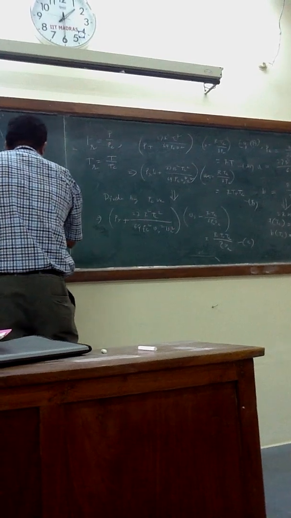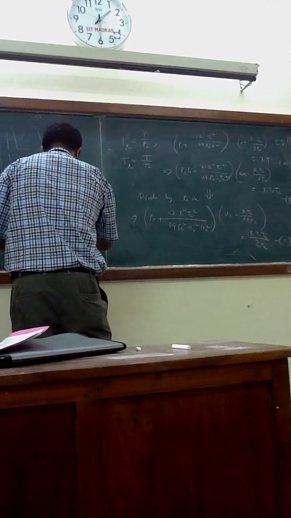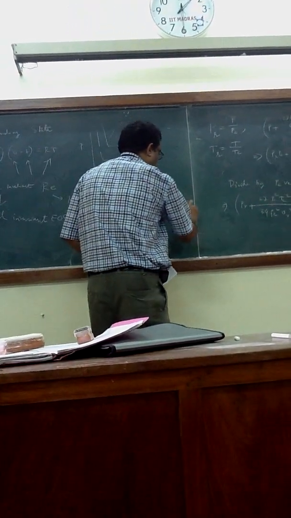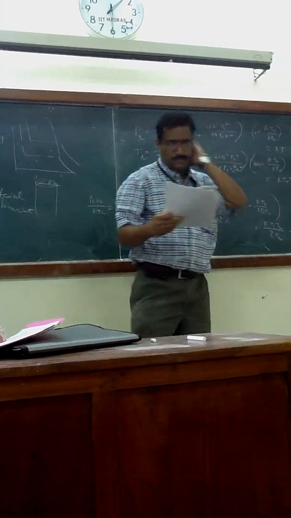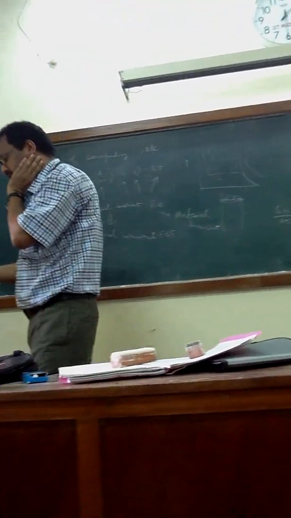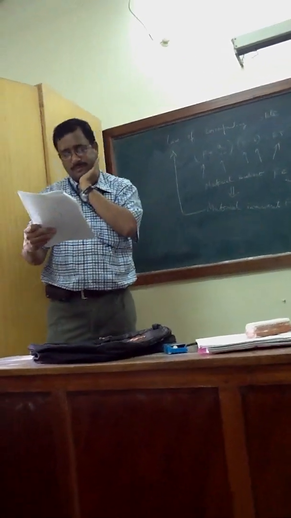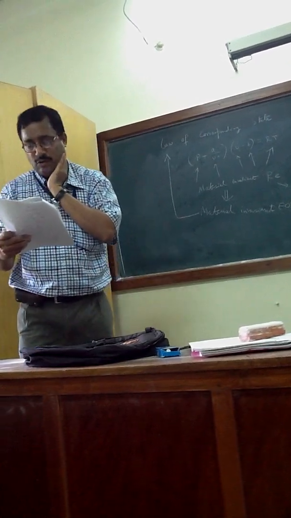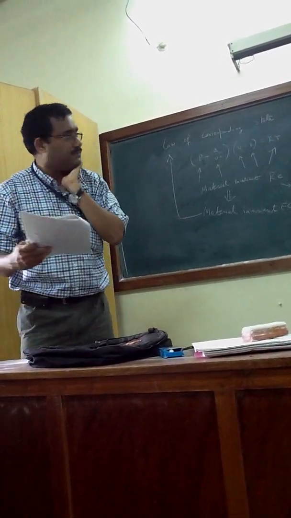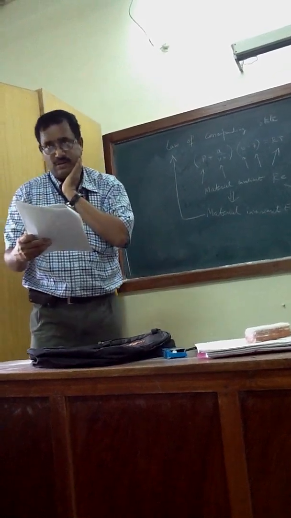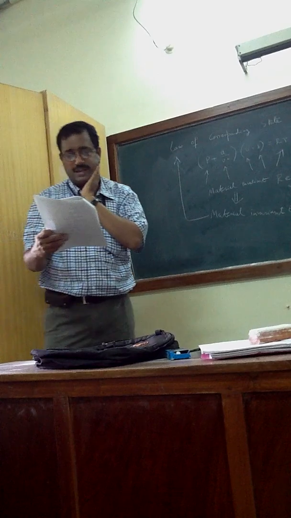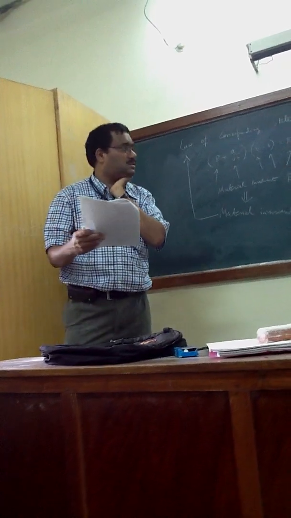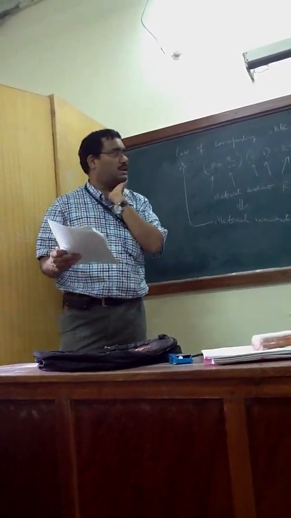It will be helpful if you write Pc Vc by R Tc. How much is this? This is a very useful term, because if you can evaluate this, then you can use that term here. Pc Vc by R Tc has a numerical value. Because Pc you can substitute by A by 27 B square, Vc by 3B, Tc by 8A by 27 B R. If you substitute, how much do you get? Substitute and tell me how much it is.